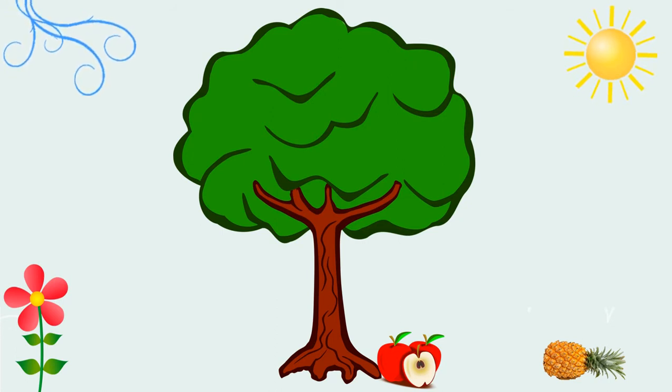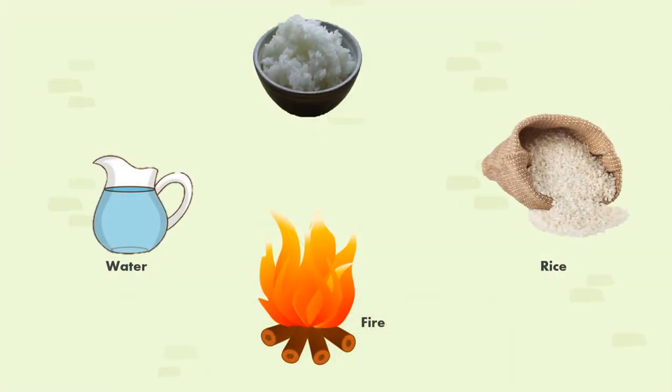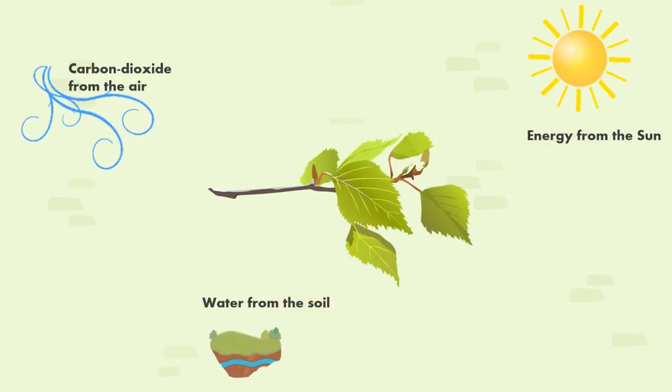Now, have you wondered how plants prepare food? They cannot move, they don't have staff, and no one feeds them. Plants make their own food with the help of roots, stem, and leaves. In your house, how does your mother cook food? Let us say rice. What will she need? She will need uncooked rice, water, and fire to cook it. Similarly, plants use carbon dioxide from the air, water from the soil, and energy from the sun to make their food.